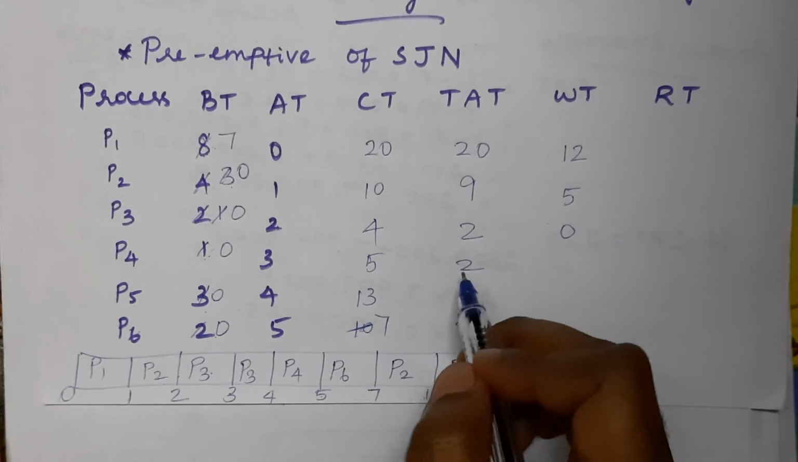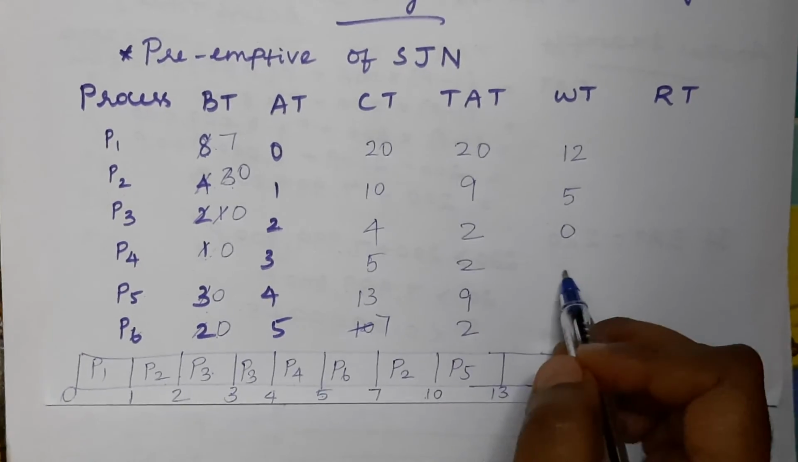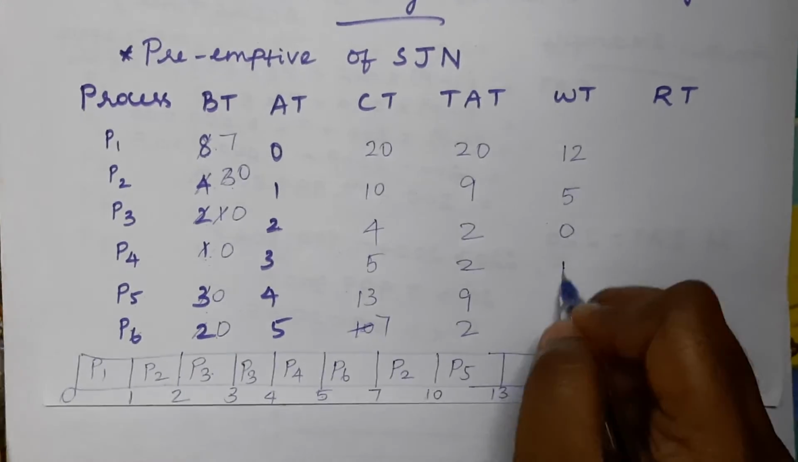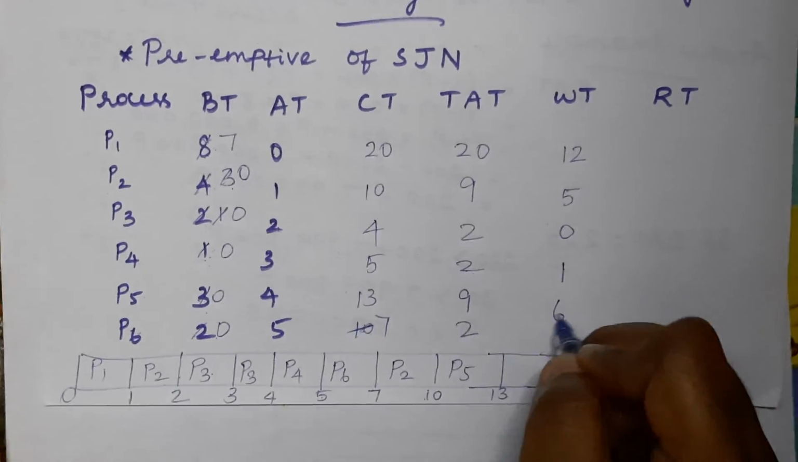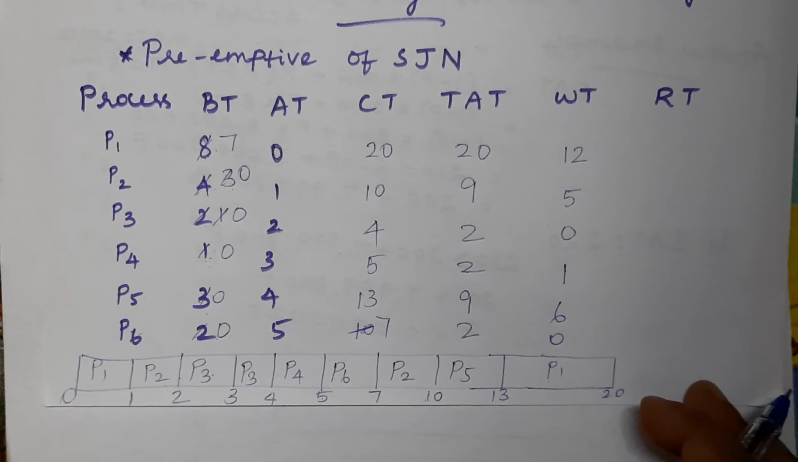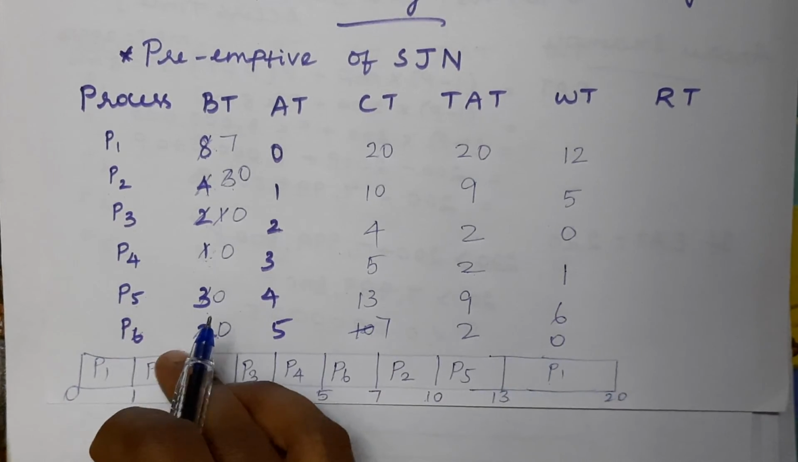So the waiting time for the process P4 is nothing but 2 minus 1, that is 1, 9 minus 3, that is 6, 2 minus 2, that is 0. So these are all the corresponding waiting times for the processes P1 to P6.